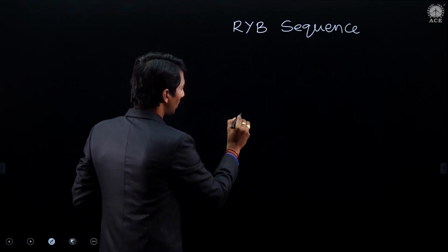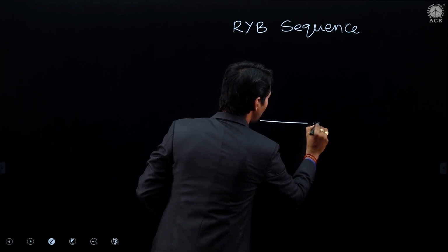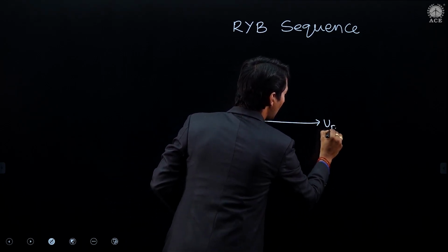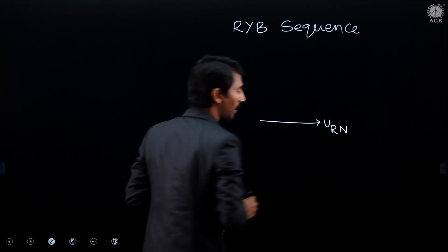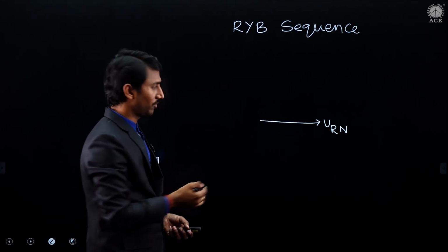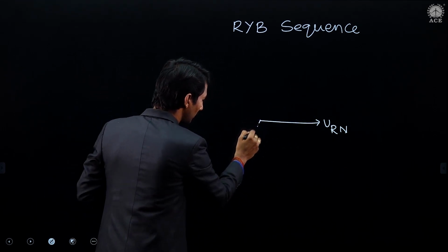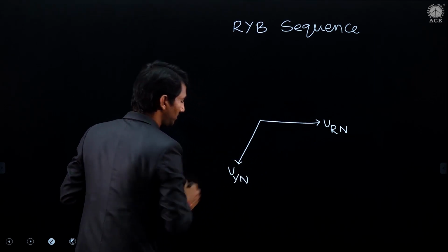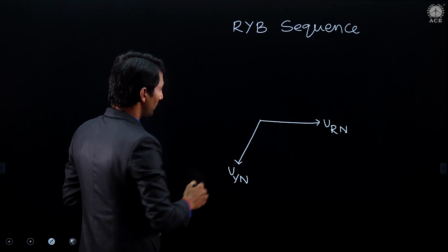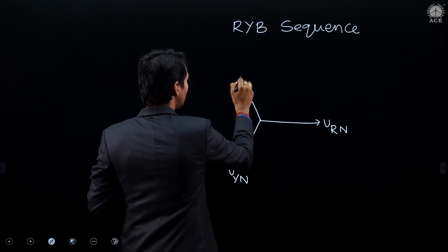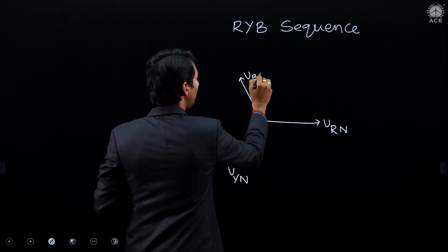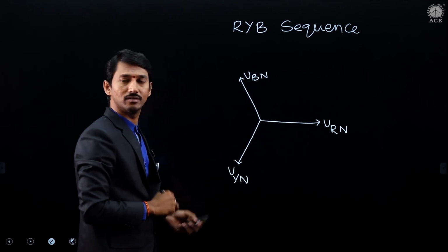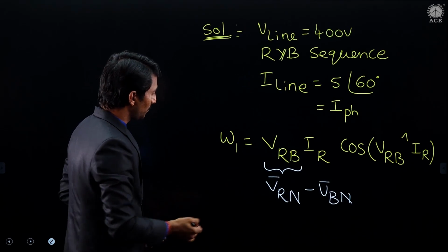Here, let me draw the first vector I am taking, VRN. In RYB sequence, this is VRN. Here it will be VYN, and after that, this will be VBN. Okay. Sir, what do we require?